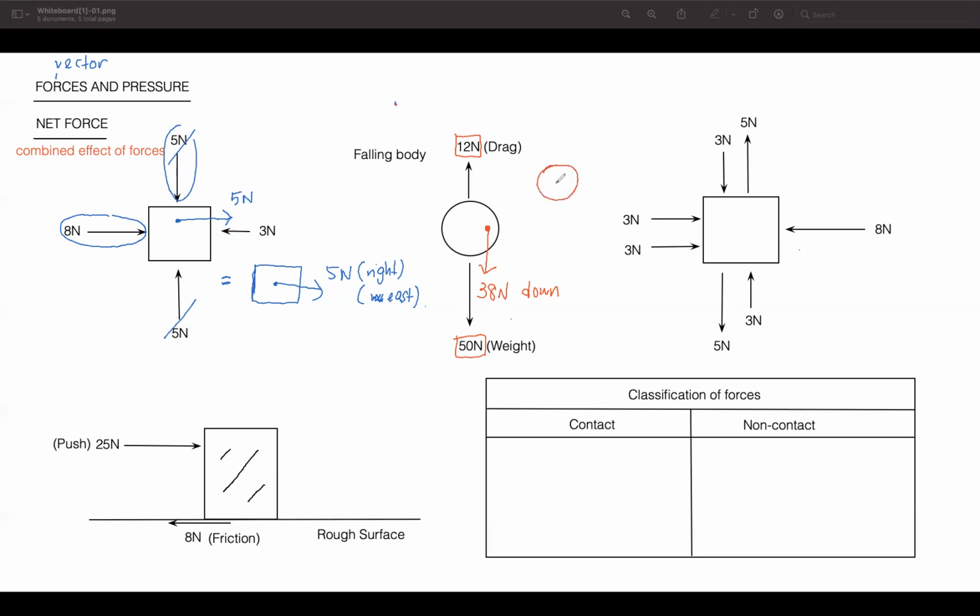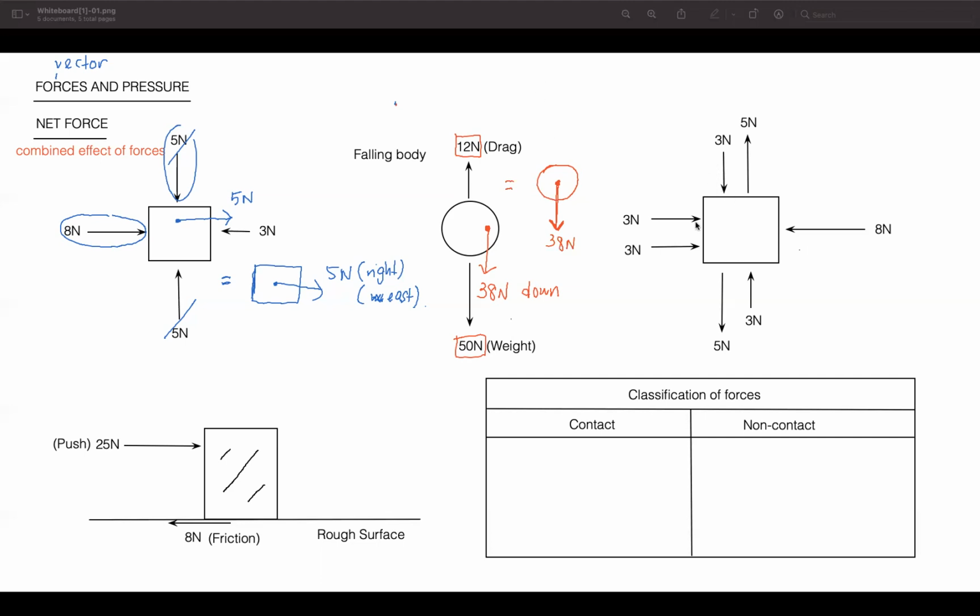I replace the two forces with only one. Okay, the way you draw the force, I always start from the center, because we are taking the center of mass. We are assuming that all mass comes from the center. So 38 Newton downward. And this diagram is the same as this one.